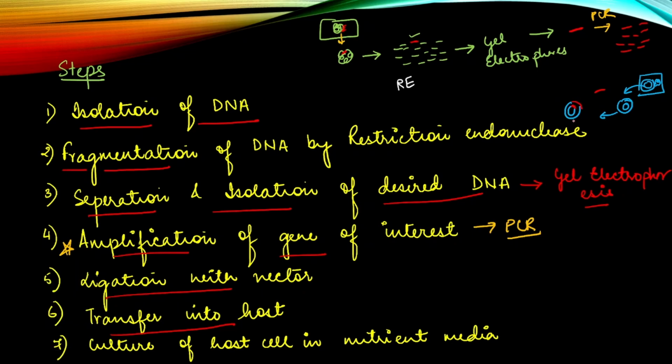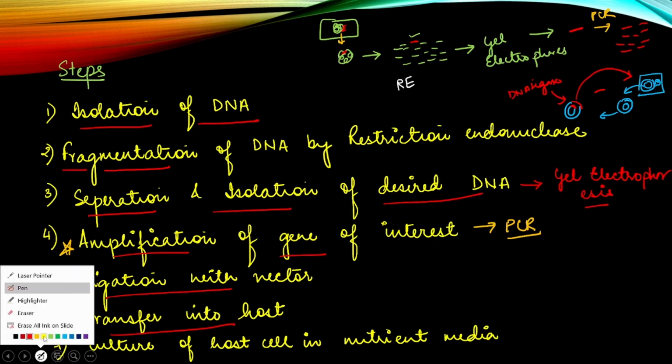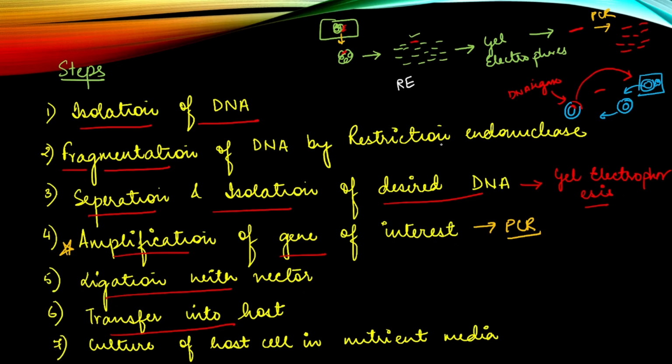How is this pasting done? This is done with the help of an enzyme known as DNA ligase, right? And after that, we will transfer this back into the host cell. Now we culture this bacteria in a nutrient media so that the cell increases its number and transfers its genetic material to other cells. Once it increases its number, what will happen? Our gene will be amplified again and we'll get a larger number of genes, right?